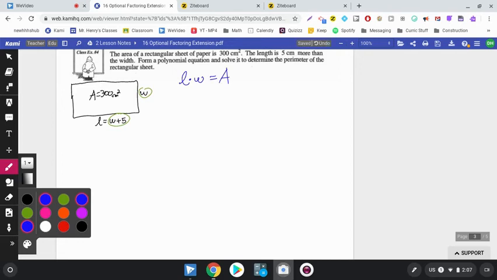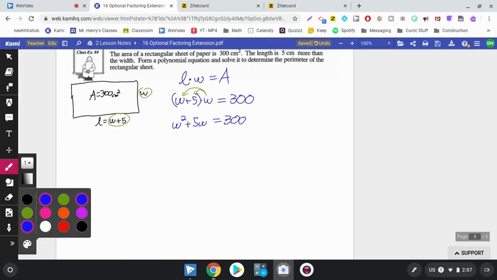In this case, the length is W plus 5. The width, we're just calling the width. And the area is 300. So I can plug in my values, and all of a sudden I have an equality. I have numbers and variables, and I have that equal sign. Okay, well, let's clean that up a little bit. I'd do the distributive property: W squared plus 5W equals 300.